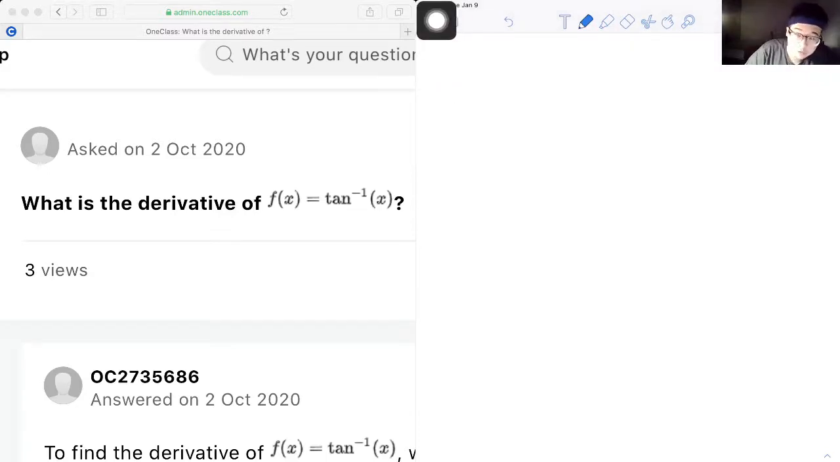So the first question is asking us: what is the derivative of f(x) is equal to arctangent x?